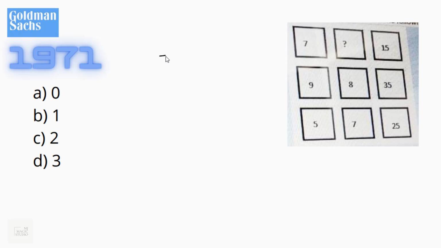Okay, again a simple one. 7, X, 15, 3 rows are there. 9, 8, 35. There must be some relationship with the first two so that we can get the third one, and that is what we need to identify. 7 into 5 is 35. It doesn't fit in here anyhow.